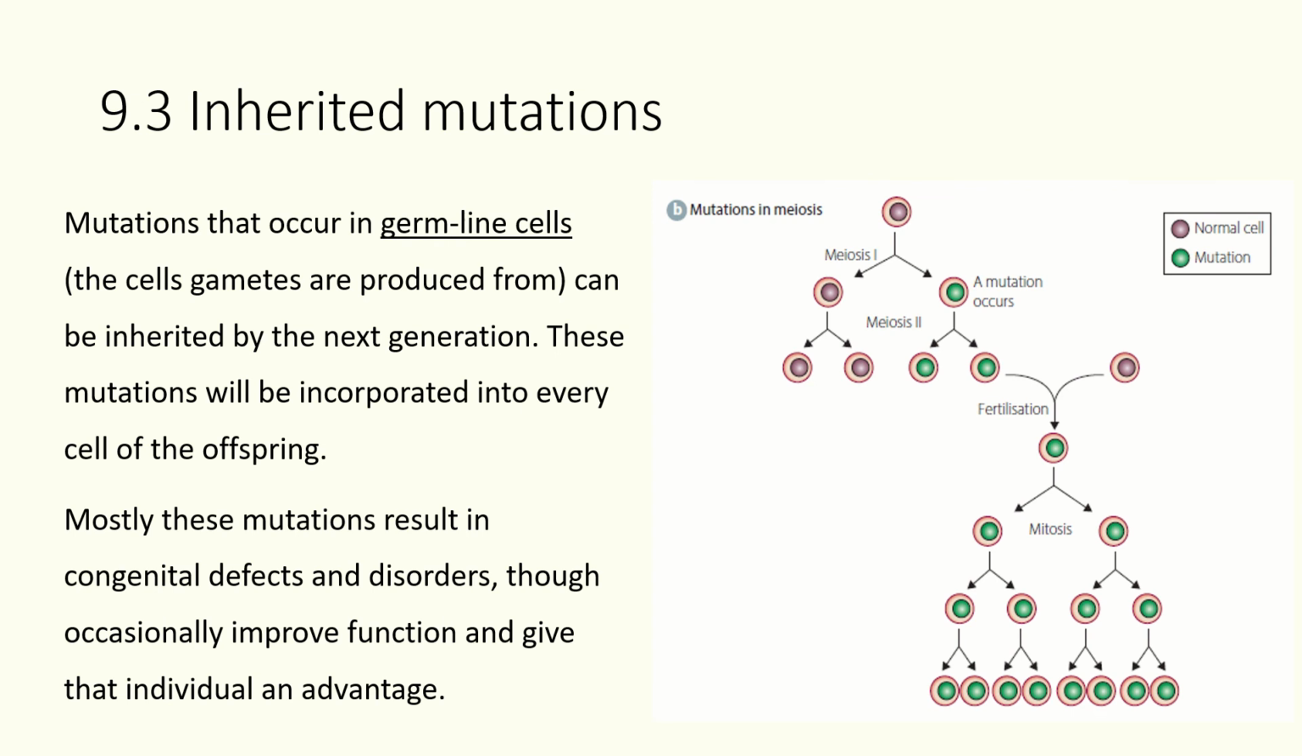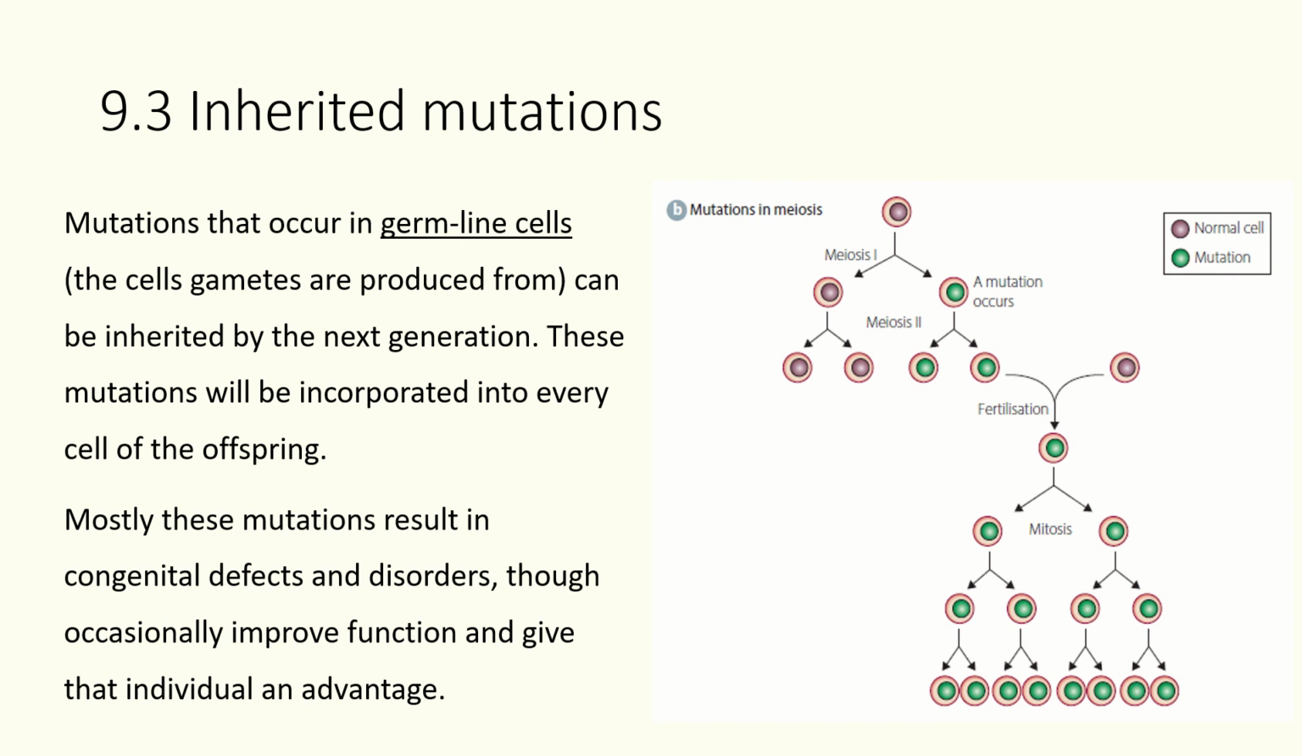If there's a mutation that occurs within the germline cells, then that can be inherited by the next generation because those mutations will be incorporated into the gametes themselves and then into every cell of the offspring. So mostly these mutations will result in what we call congenital defects and disorders. So that's disorders or defects that you're born with.